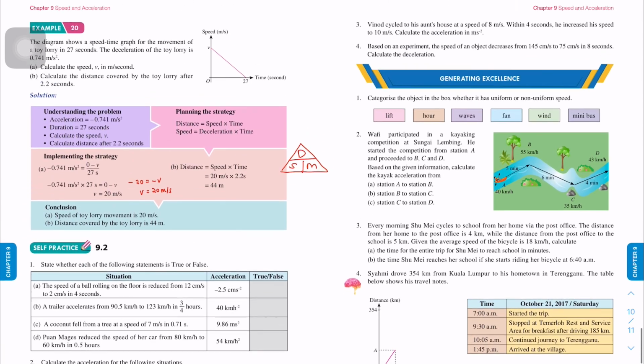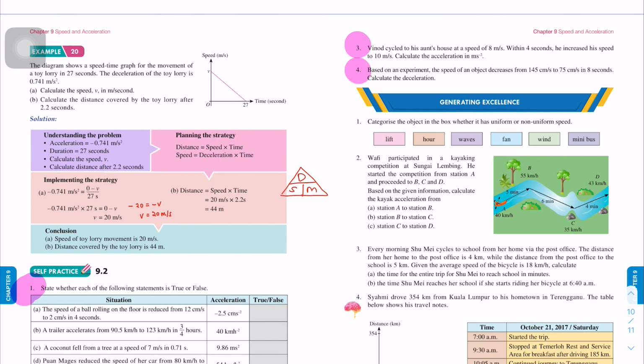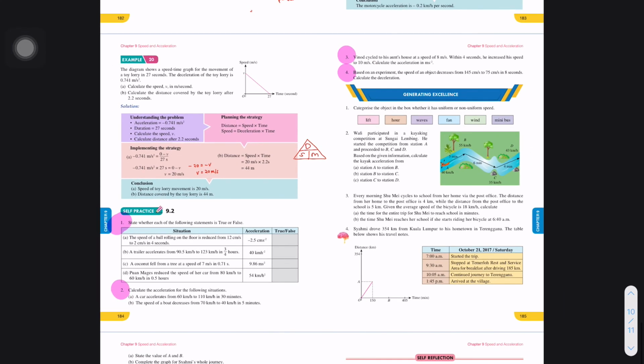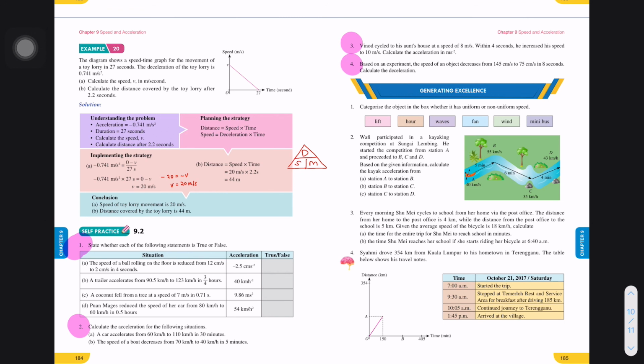I want you to complete question number 1, question number 2, question number 3, and question number 4. That is your assignment for this week. If you have any problem, you can comment down below, or you can just ask in the group. I will answer over there. So that's it for chapter 9. Next week, in the first class, I'm going to give you a short quiz on this chapter. I hope you can study this weekend for the quiz next week.